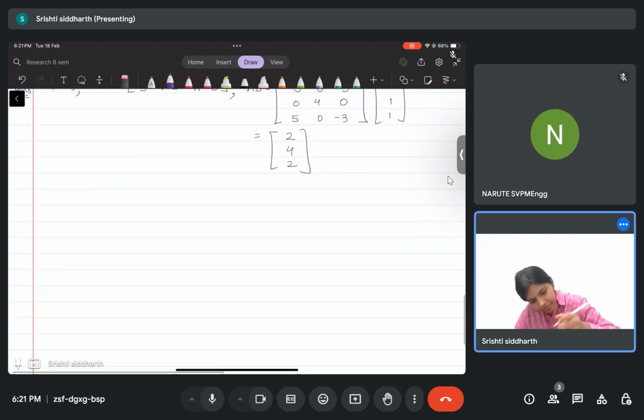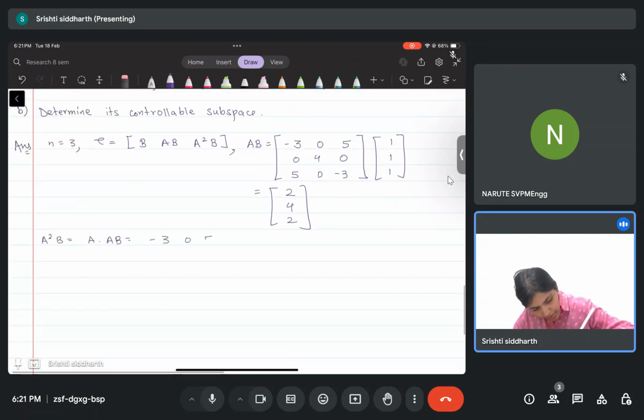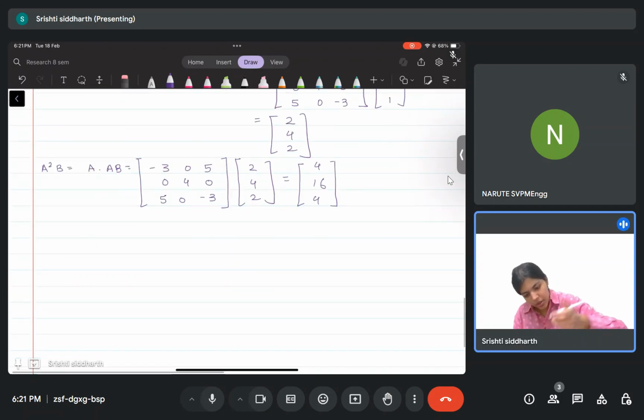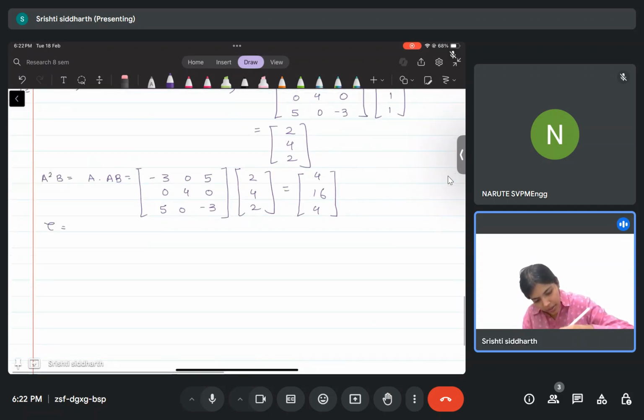A squared B, which is simply A times AB, which is minus 3, 0, 5, 0, 4, 0, 5, 0, minus 3 times 2, 4, 2. So this becomes 4, this is 16, this is 4. Alright, so let's form the controllability matrix. The B vector is 1, 1, 1. Then we have 2, 4, 2, 4, 16, 4.